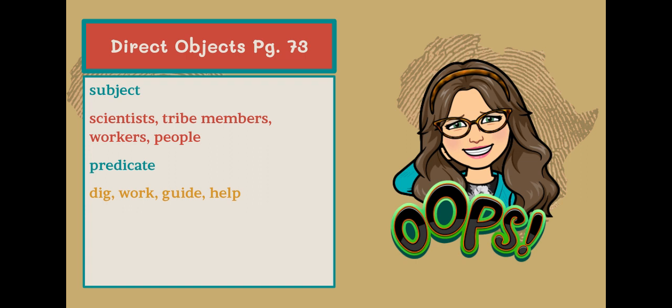Let's prepare our canvas using some of these responses. What subject and predicate responses make sense together? Now we have to answer the what did they do it to question. We need some direct objects. Things like bones, dinosaurs, and scientists.